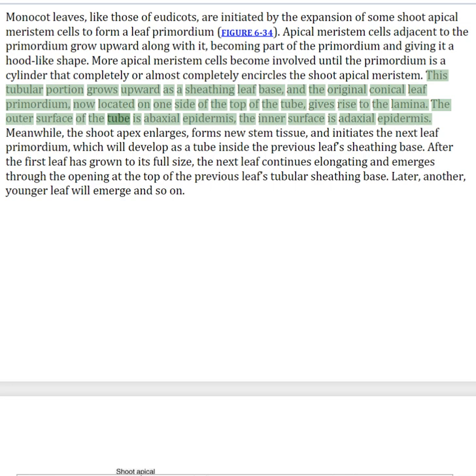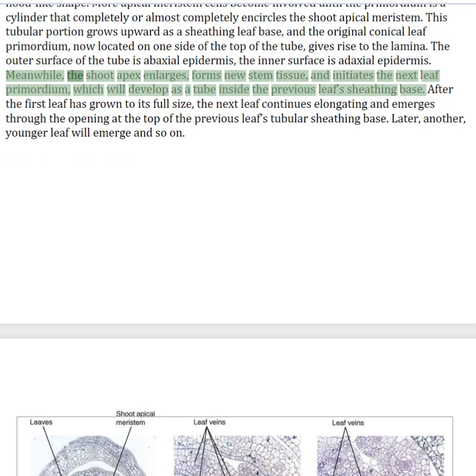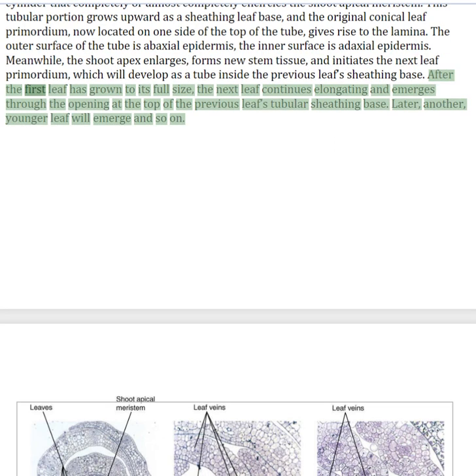The outer surface of the tube is abaxial epidermis, the inner surface is adaxial epidermis. Meanwhile, the shoot apex enlarges, forms new stem tissue, and initiates the next leaf primordium, which will develop as a tube inside the previous leaf's sheathing base. After the first leaf has grown to its full size, the next leaf continues elongating and emerges through the opening at the top of the previous leaf's tubular sheathing base. Later, another, younger leaf will emerge and so on.